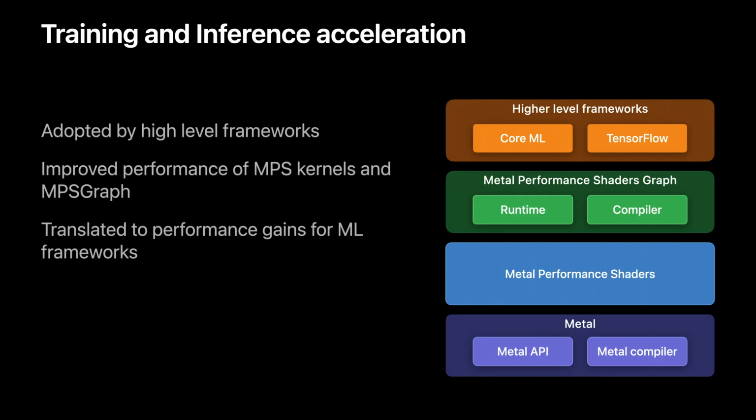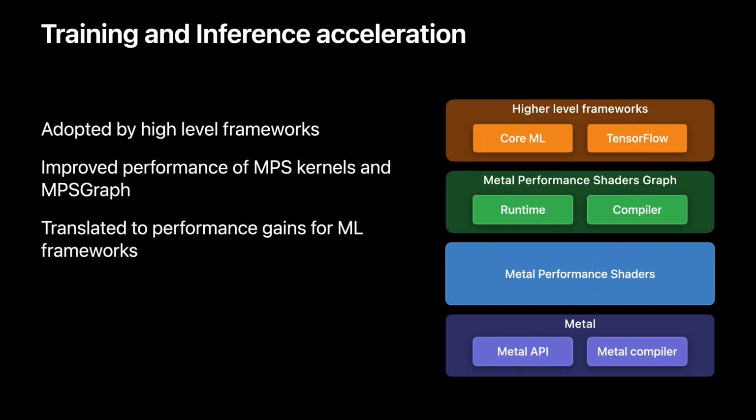Today, I want to share the improvements we've made to boost training and inference performance on GPU. Let's get right into it. The MPSGraph framework has been adopted by higher-level machine learning frameworks like CoreML and TensorFlow for GPU acceleration. This year, we have optimized MPSGraph even further with a combination of kernel improvements and stitching adoption. This has translated to large performance gains for the machine learning frameworks that use MPS.